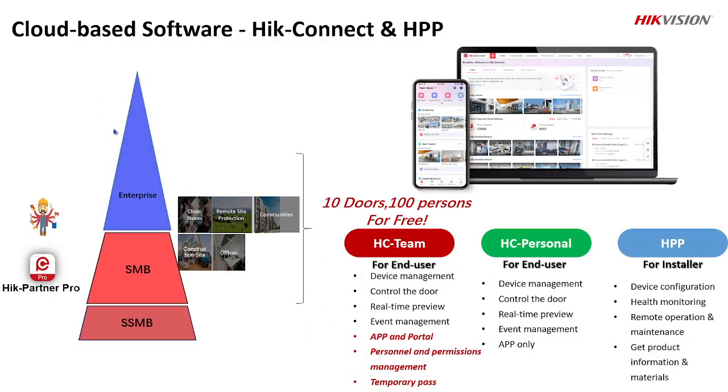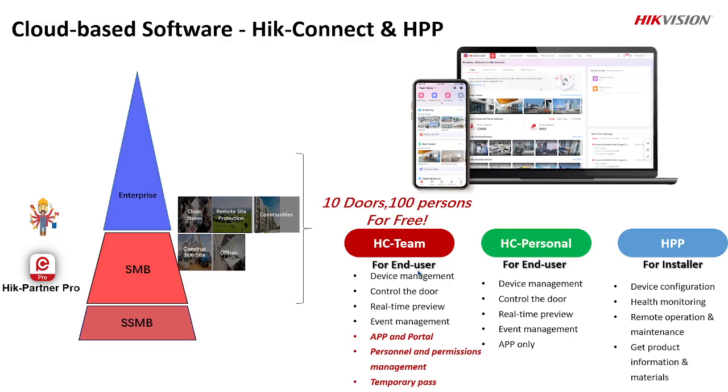So let's compare. Still on access control, we have the cloud-based software, Hik-Connect and HPP. So let's just understand what that is. We have the small SMB, super small SMB, then we have the SMB, then enterprise. So what do we get and where? We have Hik-Connect team mode. Hik-Connect team mode is free to use, 10 doors free, 100 persons free. Then we have a portal and an app to use that. Then we have HIC personnel. This is just for one door, one user, maybe for your home.